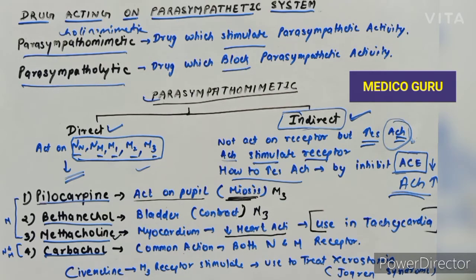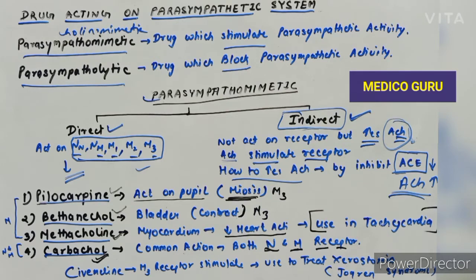Next one is carbachol. Carbachol has a common action. It can stimulate both nicotinic and muscarinic receptors. So these 3 drugs, pilocarpine, bethanechol and methacholine, are specific for the muscarinic or M receptor, but carbachol acts on both receptors, nicotinic as well as muscarinic.